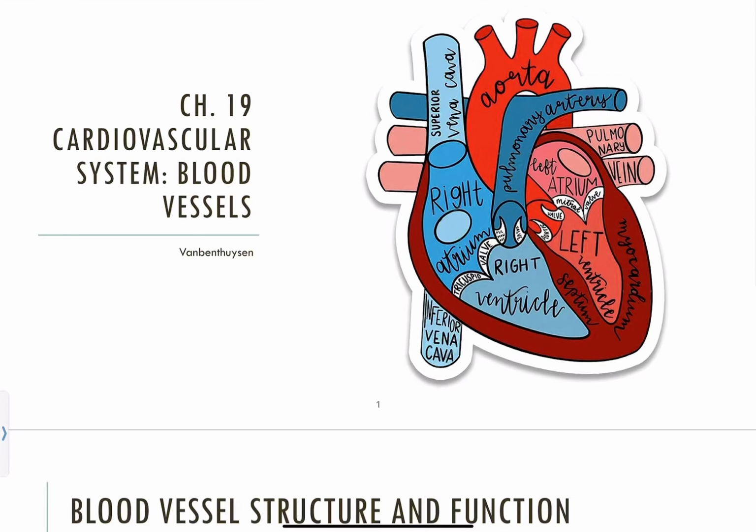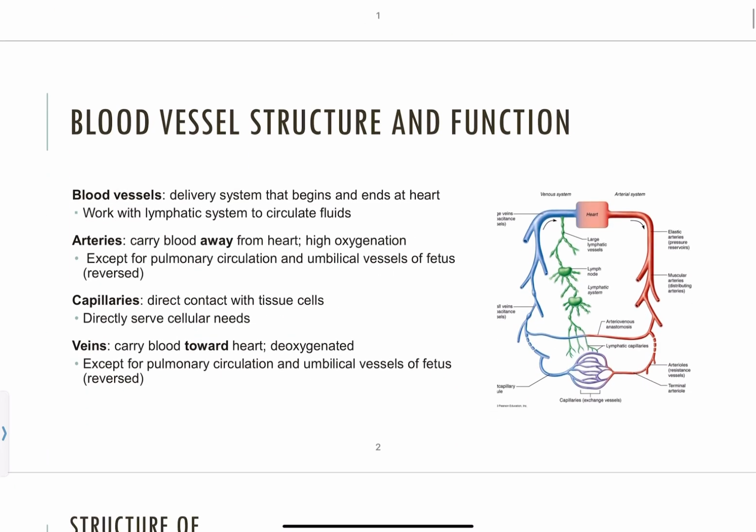In chapter 19, we're going to continue with the cardiovascular system, but now we're going to be focusing more on the blood vessels. So our circulatory system relies on a network of blood vessels, which really function as a closed loop delivery system that's going to begin and end at the heart. And the cardiovascular system does work in tandem with the lymphatic system to help circulate body fluids, maintain homeostasis, and support immune defense that we talked about in chapter 21.